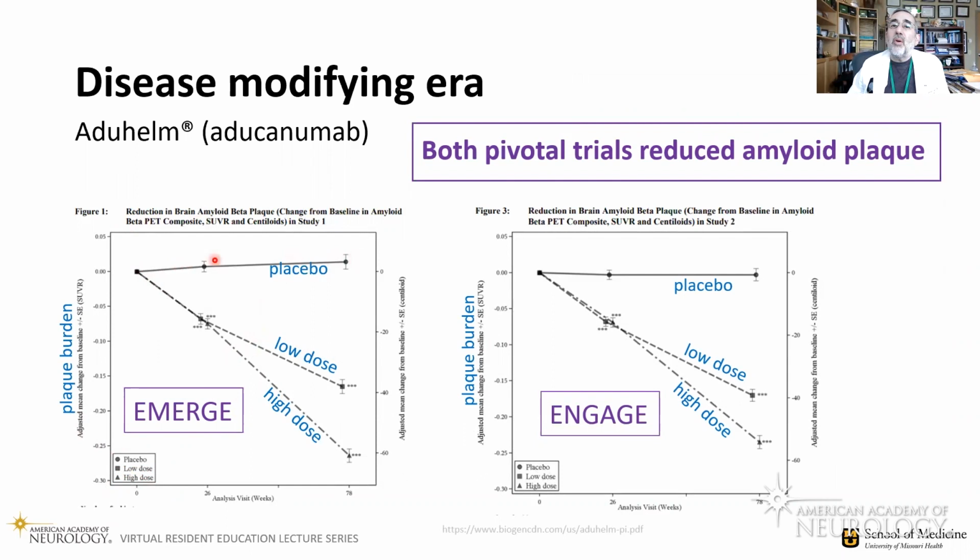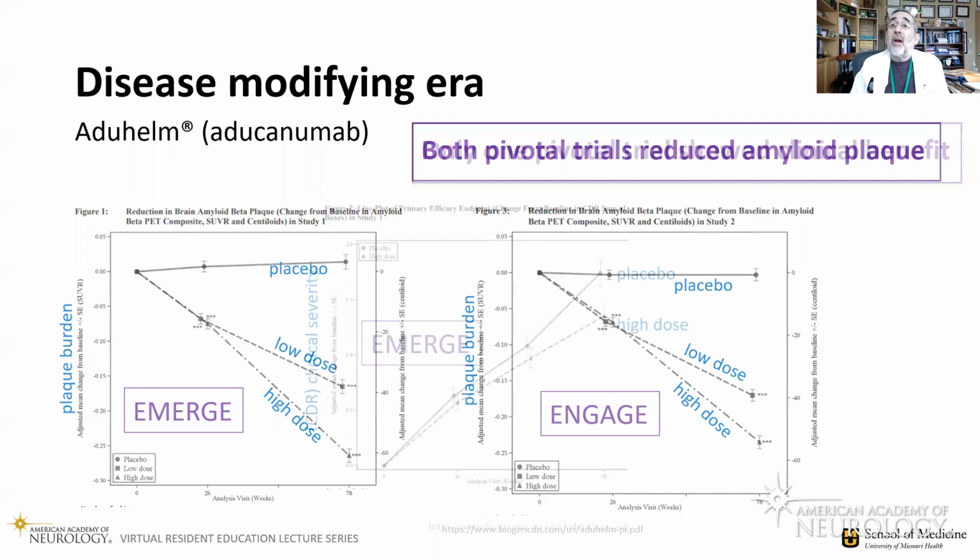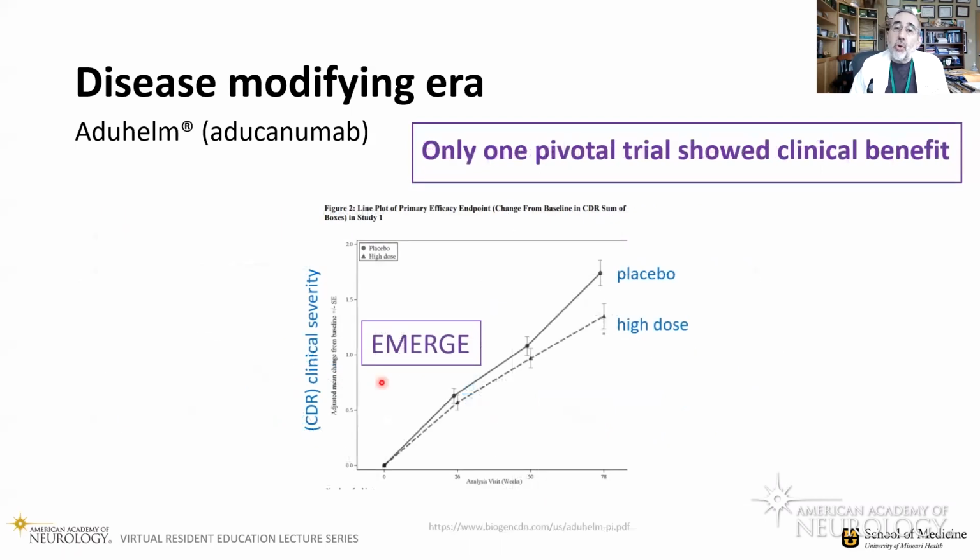So people with placebo, as they were measured over time, their amyloid plaque burden did not decrease. People who got the drug in a dose-dependent manner had a reduction in the amount of amyloid plaque. However, only one of the 2 large trials showed clinical improvement. On this particular graph, worsening is higher up on the graph. So placebo patients continued to worsen, and in one but not the other of the 2 trials, the patients on the drug did not seem to worsen quite as much.